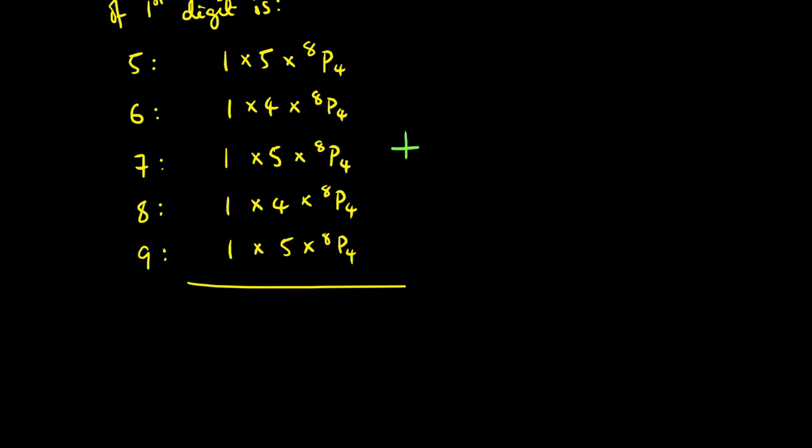So if I do that, I am going to end up with 3 5s, right? 15, and 2 lots of 4 is 8. So I'm going to have 23 lots of 8p4. And if I push that into a calculator, 8p4, I times it by 23, what I end up with is 38,640.